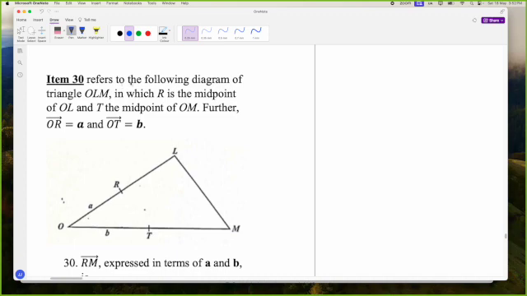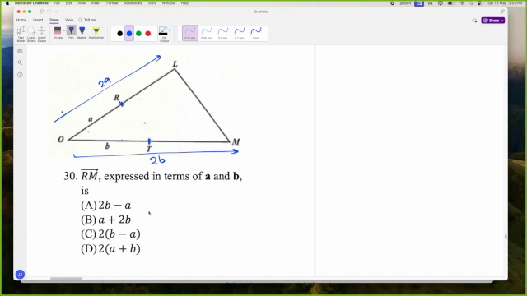Vectors, right? Refers to the following diagram of OLM. I think we pretty much got the same question, in which R is the midpoint, and I see an R here being the midpoint of OL. So if R is the midpoint of OL, then the entire OL will be 2A, because I see in this little part is A, right? And T is the midpoint of OM. So if T is the midpoint of OM, the entire OM will be 2B. Because if this is B, this will be B as well, because this is the midpoint, right?